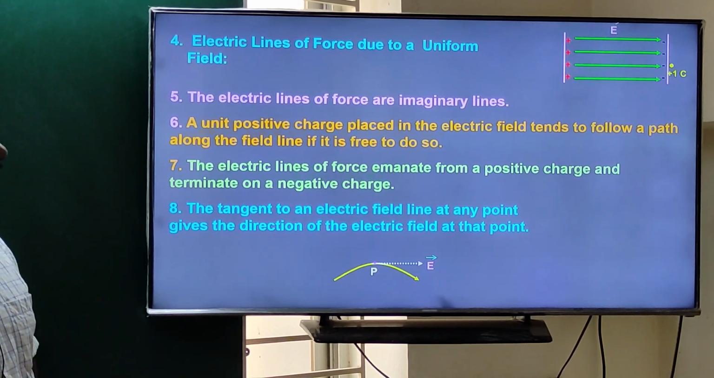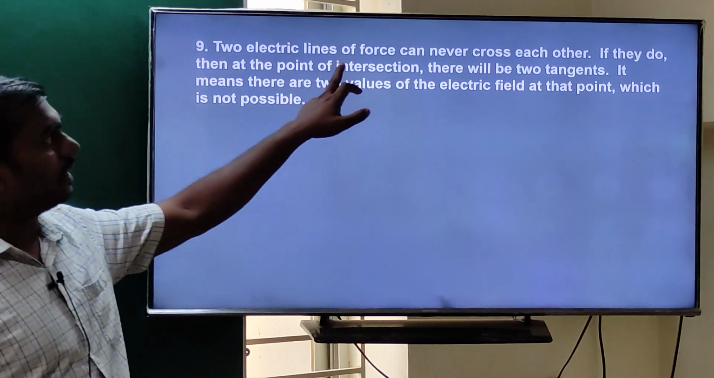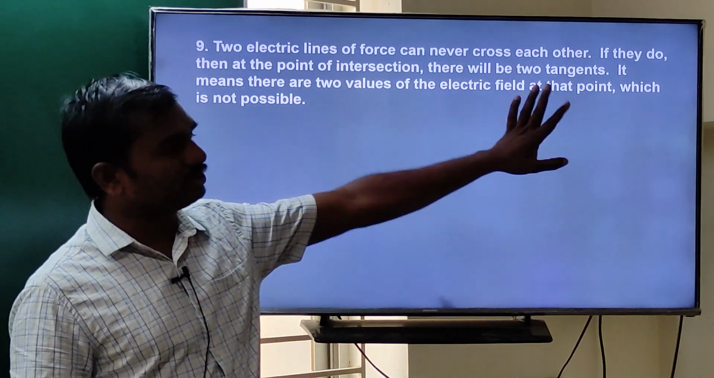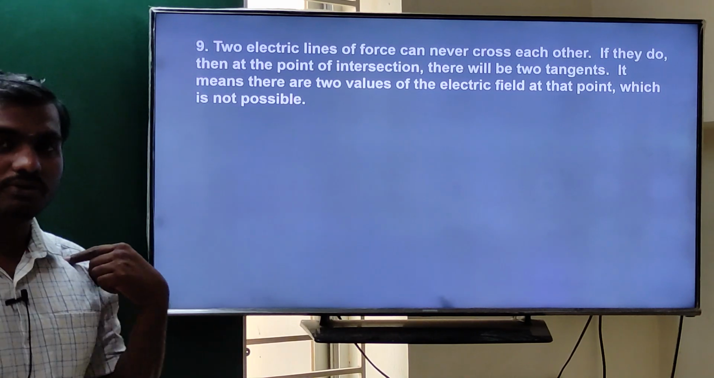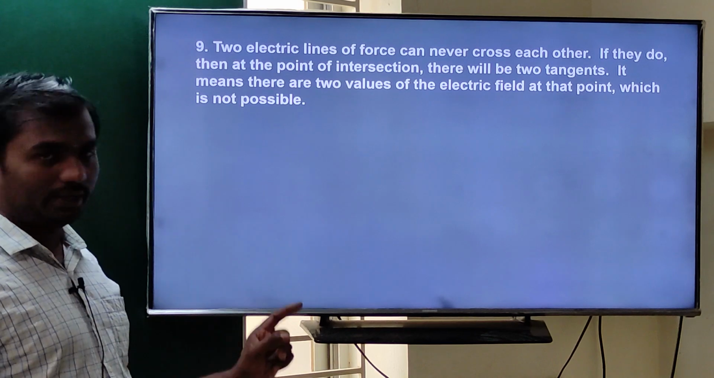Next, the ninth point: two electric lines of force can never cross each other, because we know that the electric field is a vector quantity, so it must have one direction.